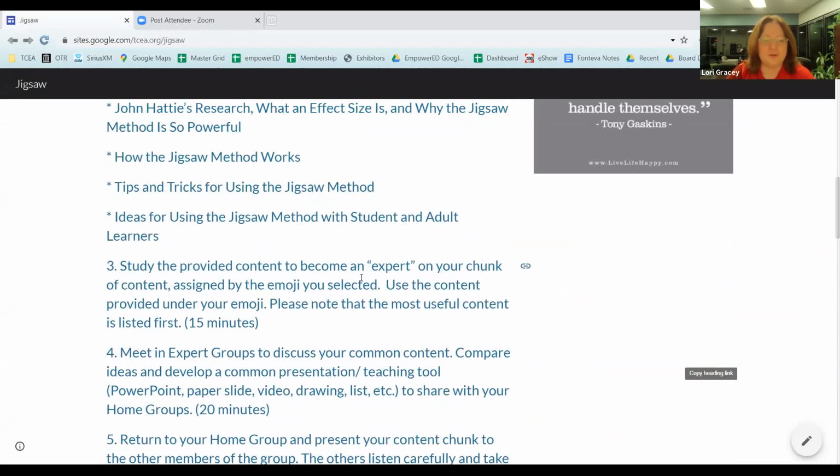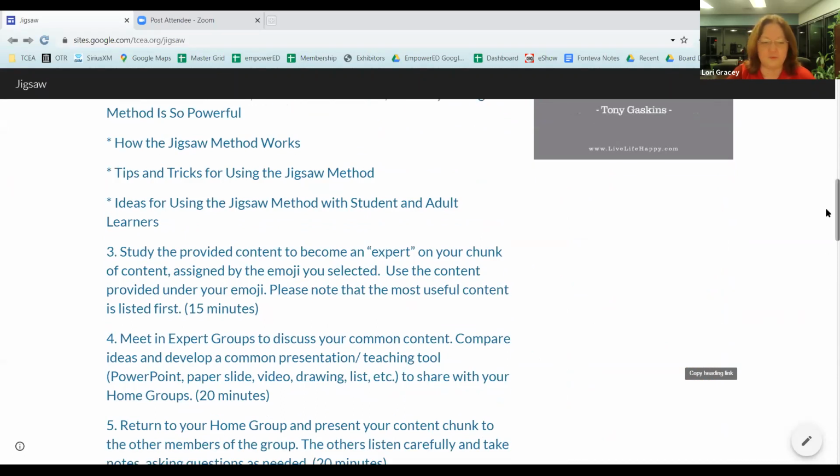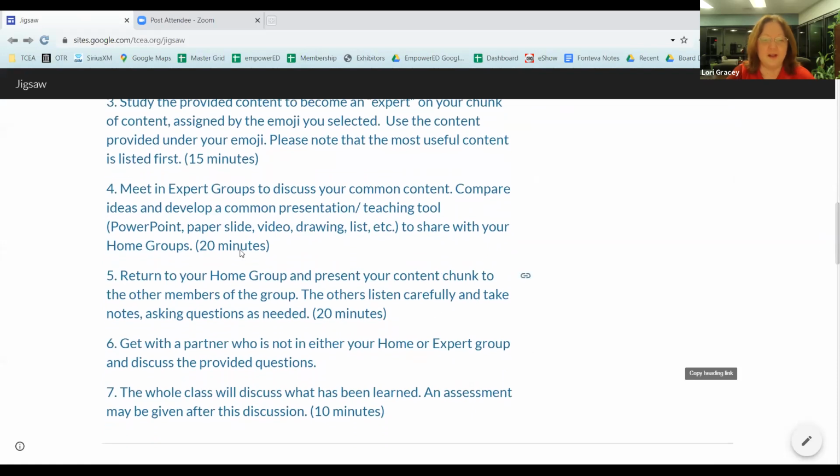I ask them to study the content for a few minutes, okay? And that's a silent time, by the way. They're not talking to anybody else. They're just studying the content themselves for 15 minutes. And then I have them break into their expert groups where they're going to discuss that and come up with what their presentation teaching tool is going to be. I give them just 20 minutes for that. There's not a lot of content on this particular topic for them to do, so that 20 minutes is plenty. And then I have them go back to their home group and teach.